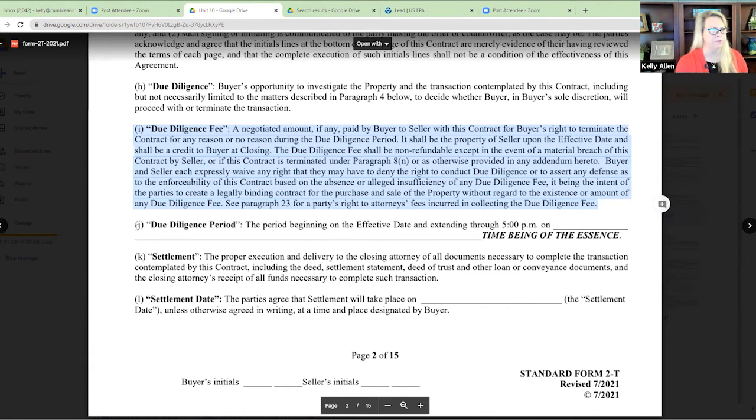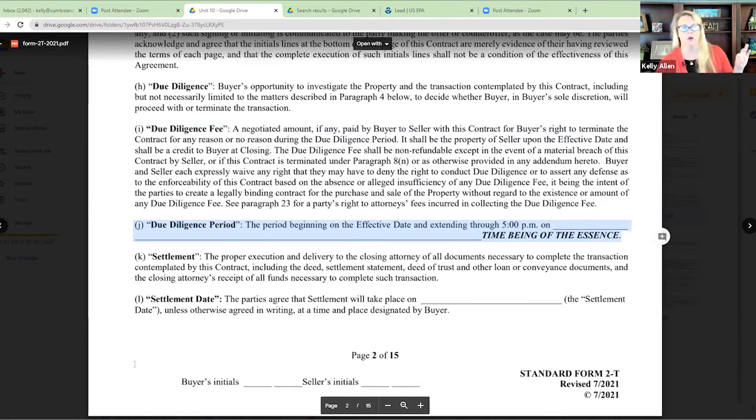Let's talk about what is the due diligence period. The due diligence period is the period beginning on the effective date of this contract and extending through 5 p.m. on blank date. And that is also negotiable. So you really want enough time if you're representing the buyer to make sure that the loan, if the buyer is getting a loan, has enough time to make it through underwriting and hit final approval. This can take 3 to 4 weeks.